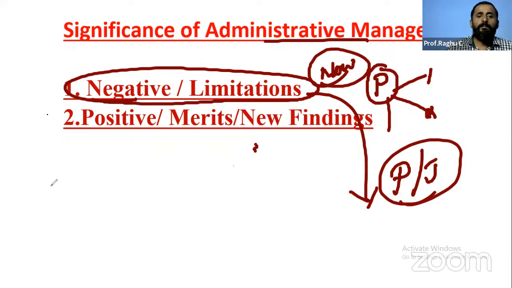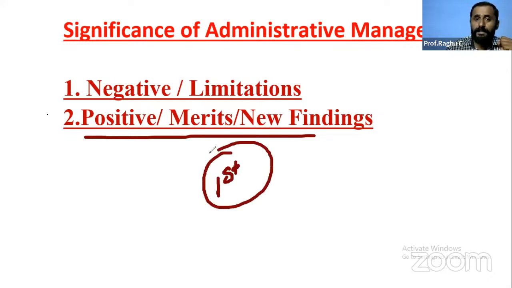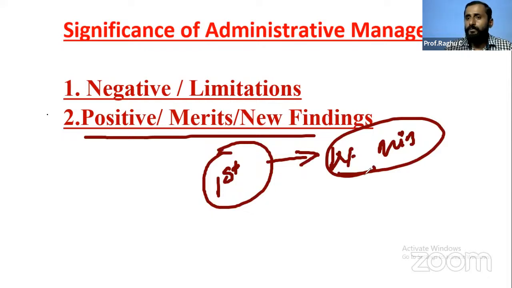But there was a positive aspect also. What was that positive aspect? The most important positive aspect here is that for the first time in the history of organization theory, faintly, a light appeared where they for the first time recognized that workers have a mind. For the first time, they considered the human aspect.